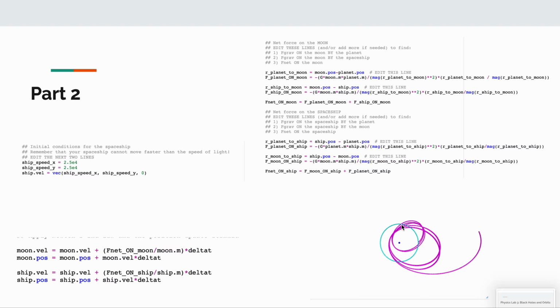And then down here you can see that this is what the code looked like when I ran it. The spaceship orbits the planet and the moon, and then the moon orbits the planet.